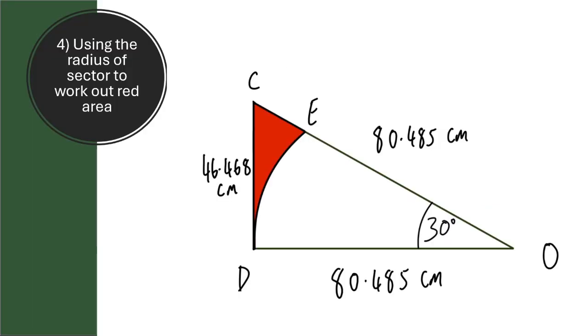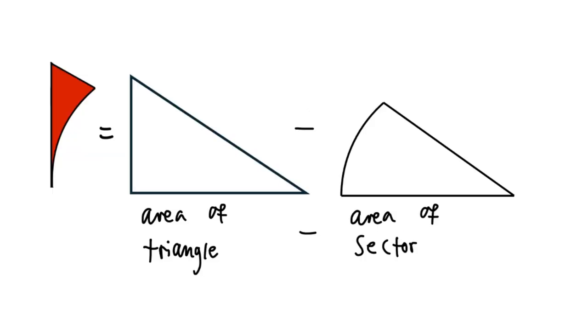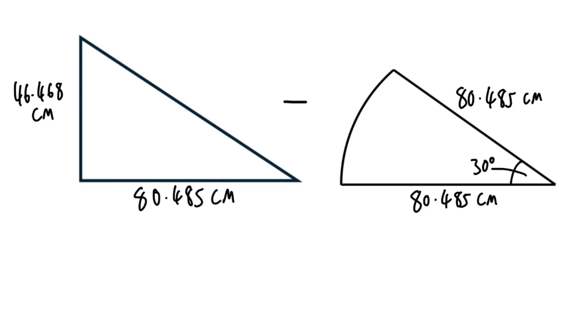Moving on to our fourth step, we'll be using the radius of the sector to work out the red area. Here's another visual diagram to help you understand the reasoning behind this. We can see the area of the triangle minus the area of the sector is equal to the red shaded region. We already worked out the length of CD, 46.468, and we have the base of that triangle, which is 80.485. We know the radius will also be 80.485, and we're given our angle of 30 degrees. From here, it's easier to calculate.